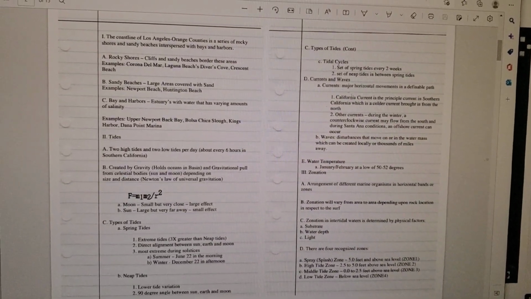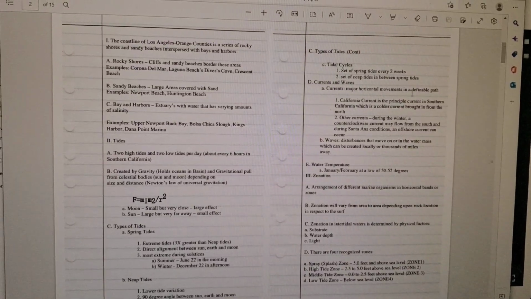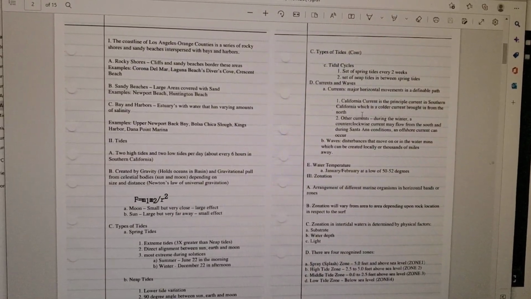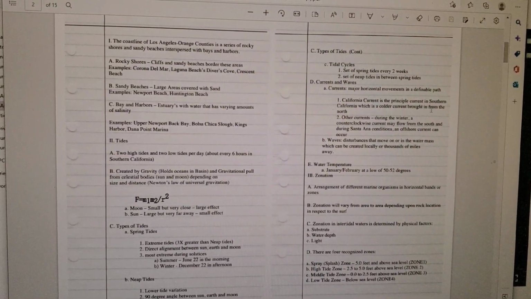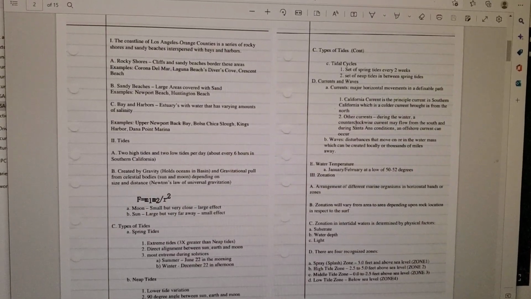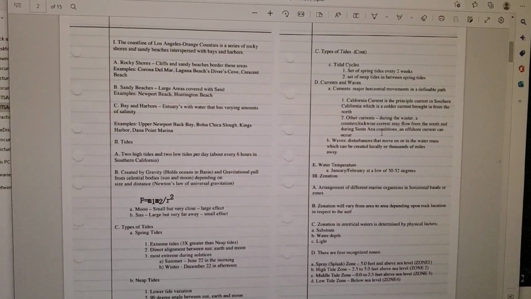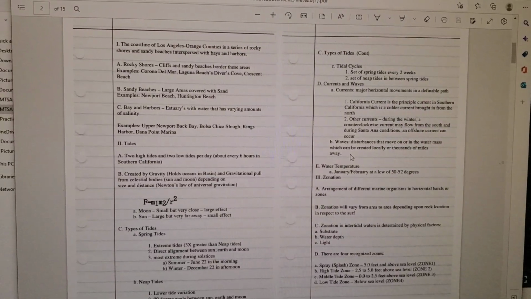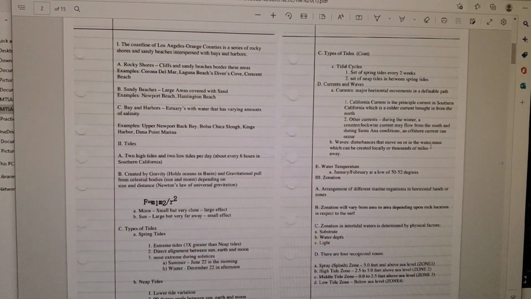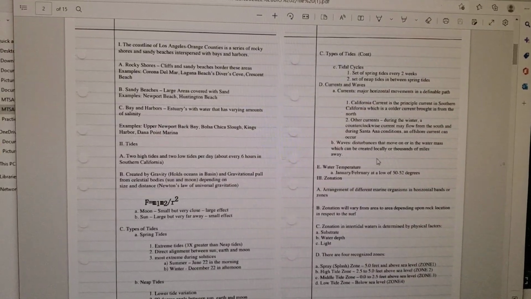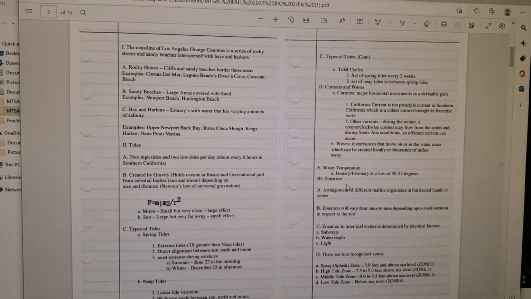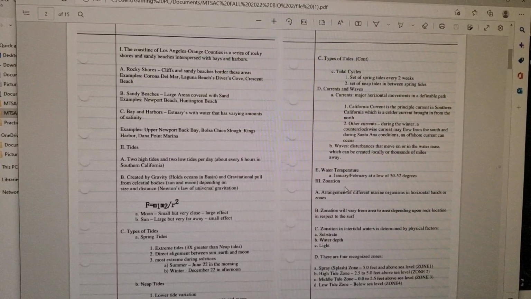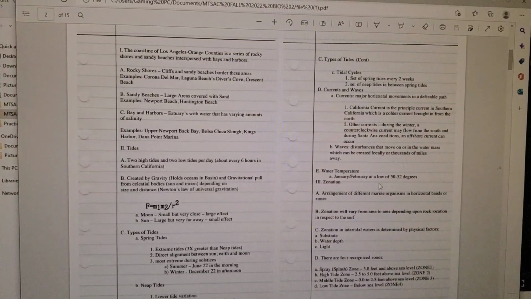You have currents and waves. Currents are major horizontal movements in a definable path. The California current is a principal current in Southern California. And you have other currents. During the winter, a counterclockwise current may flow from the south during oceanic conditions. And you have waves. Waves are disturbances that move on or in the water mass, which can be created locally or thousands of miles away. And you have water temperature. January, February has a low of 50 to 52 degrees.